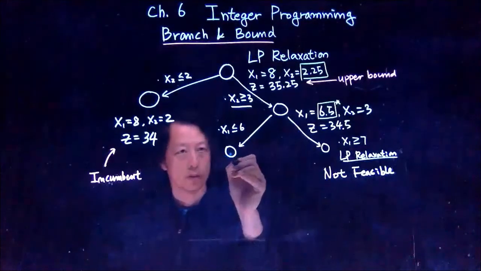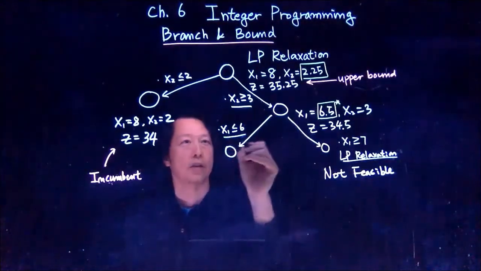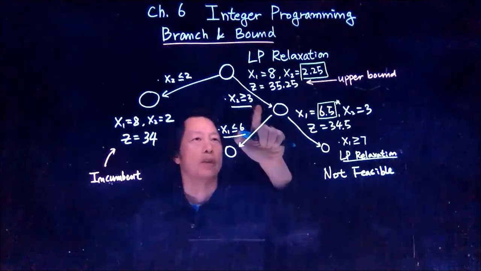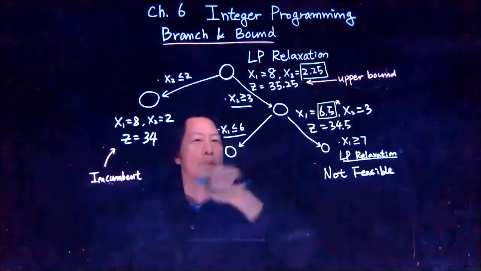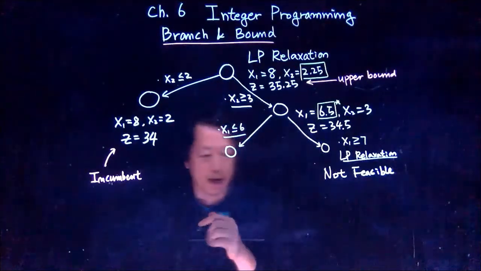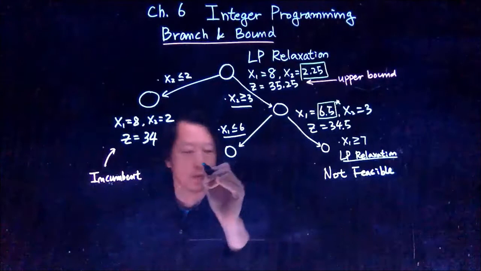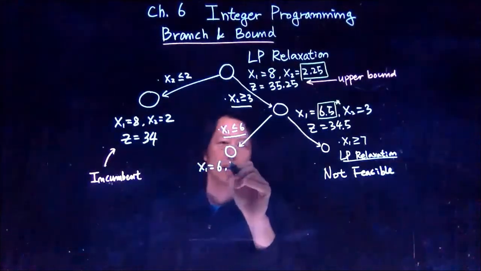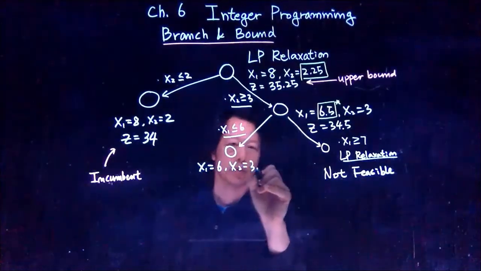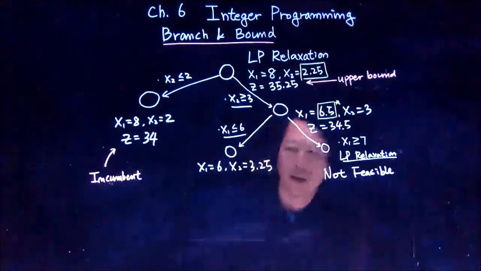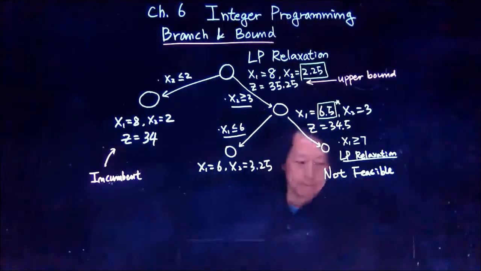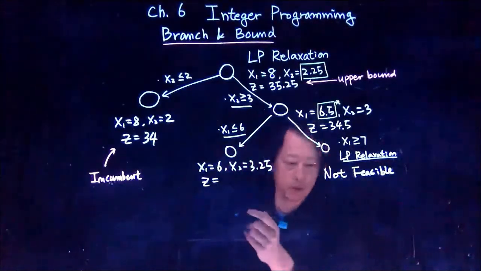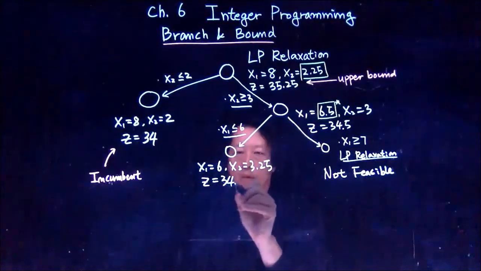Now if you solve this LP problem, adding this constraint, which means from the original one, we already add x2 should be greater than 3, and then now we add another one, x1 should be less than 6. And then if we solve the LP relaxation problem, this one will be x1 is 6 and x2 is 3.25. Okay. Now we find out the objective function z is 34.25.